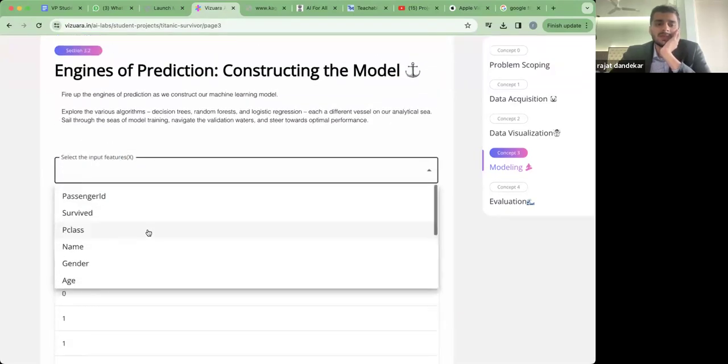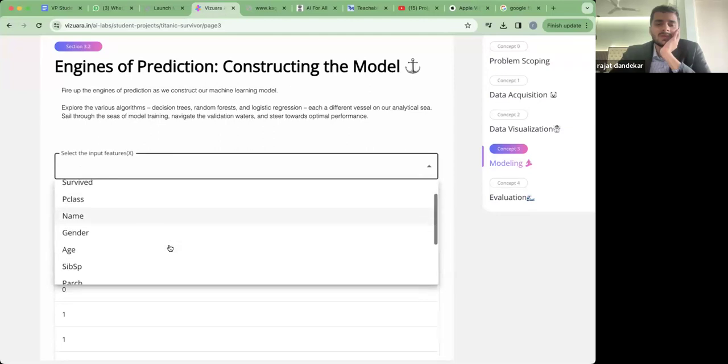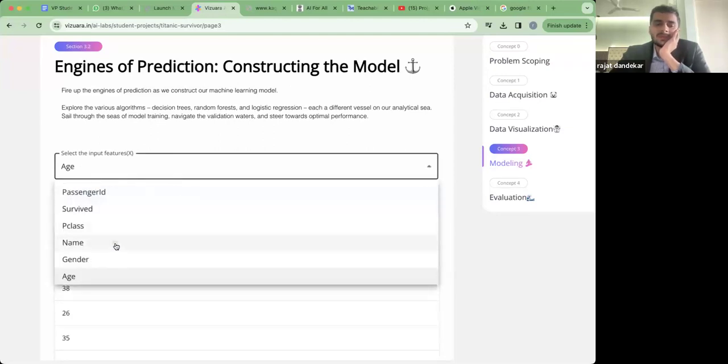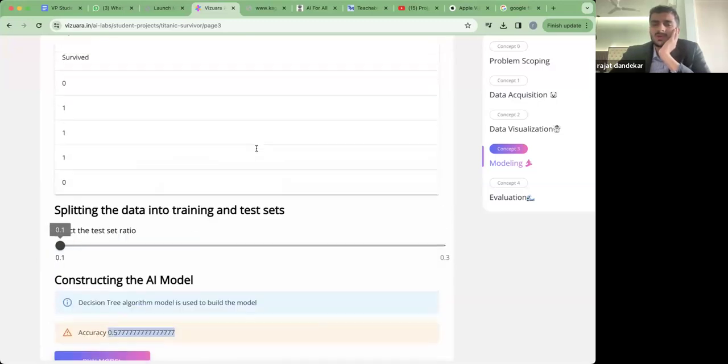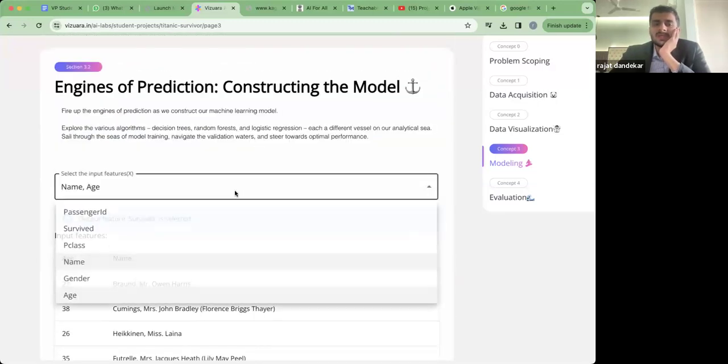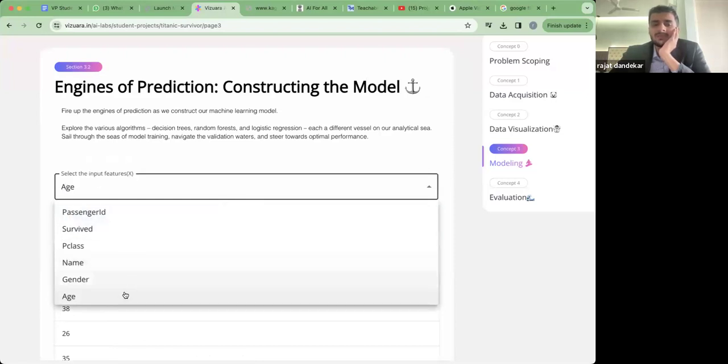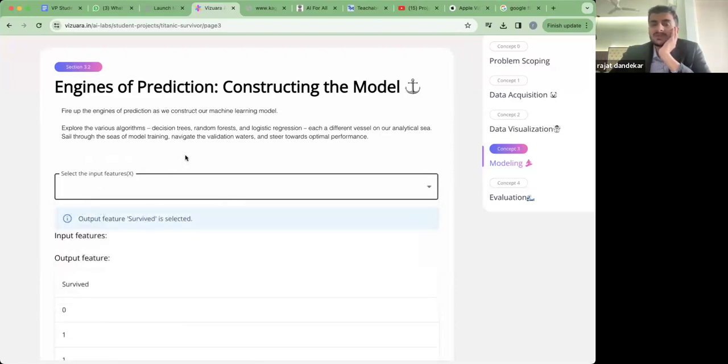Let us remove ticket. What if we consider age as the input feature and name? And then let us run our model. Let's see. Here we get improved accuracy around 0.57, but still this is not good. So can anyone suggest what is the right input features to be selected in this case, which will give the maximum accuracy?